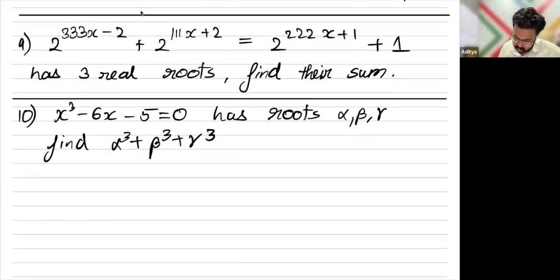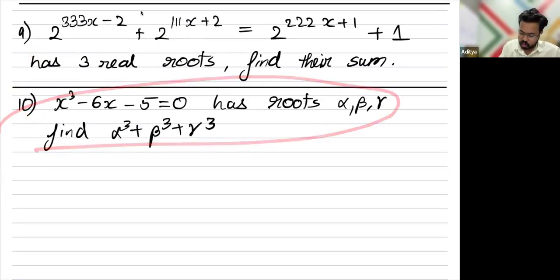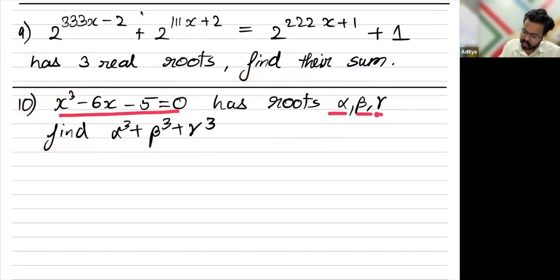Everyone is requested to start with question 10. Once you are done with question 10, you can proceed with question 9. Okay, first do this. There is a cubic equation which has roots alpha, beta, gamma. Find alpha cube plus beta cube plus gamma cube.